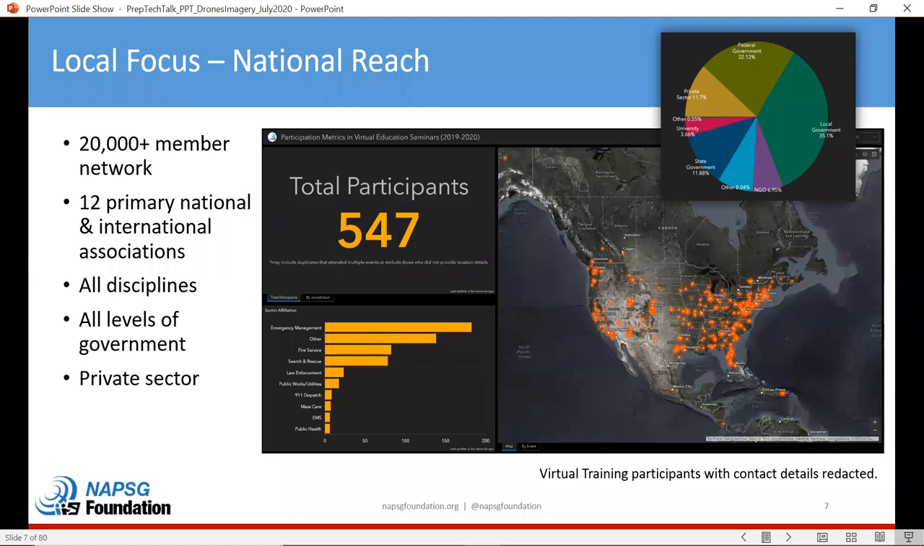Our reach is primarily national with the 20,000 members that I mentioned, but you can see from the map who is on our webinar today, at least those that we were able to map based on zip code. I believe since we grabbed this screenshot, we reached over 600 participants total. But this is a pretty good cross-section across the country and a mix of disciplines, levels of government, and the private sector. Additionally, if I zoomed out, you would see a decent international participation today that is not captured in this screenshot.